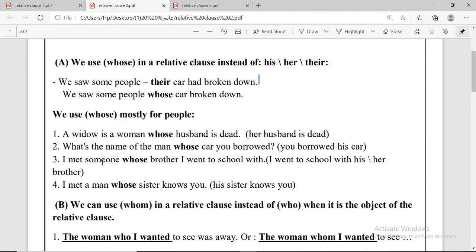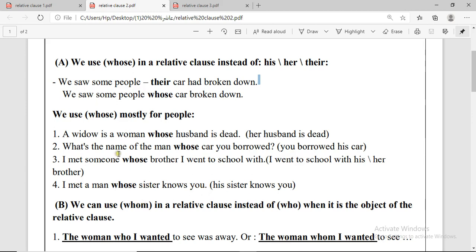I met someone whose brother I went to school with. It means I went to school with his or her brother. So whose instead of his or her. Number 4. I met a man whose sister knows you. His sister knows you. I met a man whose sister knows you. It means his sister knows you.